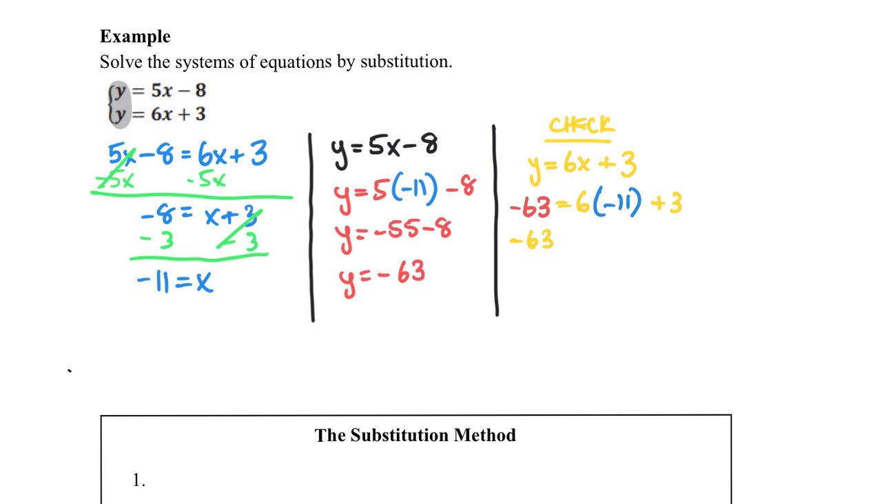So negative 63 equals negative 66 plus 3. That's a check. That's negative 63 equals negative 63. Now, the final step, don't forget this. Write your solution as coordinates, x and then y.